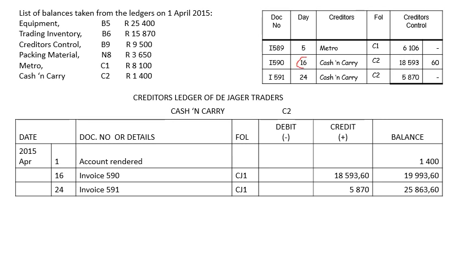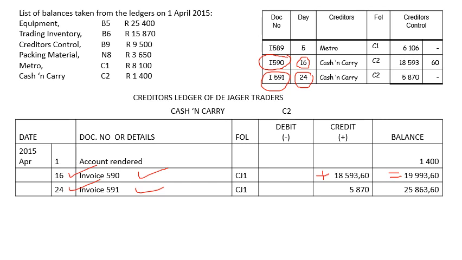On the 16th, we bought according to invoice 590. So in the CJ, if we buy, we owe more. So we have that in the plus column. So the 1,400 plus the 18,000 will give me my new balance of 19,993.60.